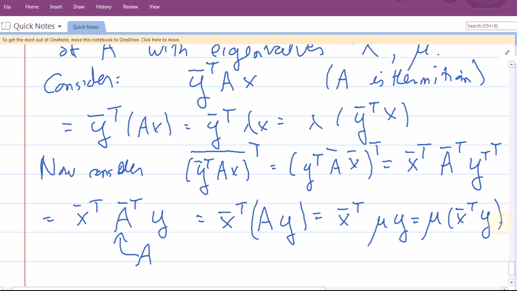All right, now again, we need to consider what kind of object this is. Just like before, this is a number. We're saying that the conjugate transpose of this number is equal to this number. Okay, so let me write that out.